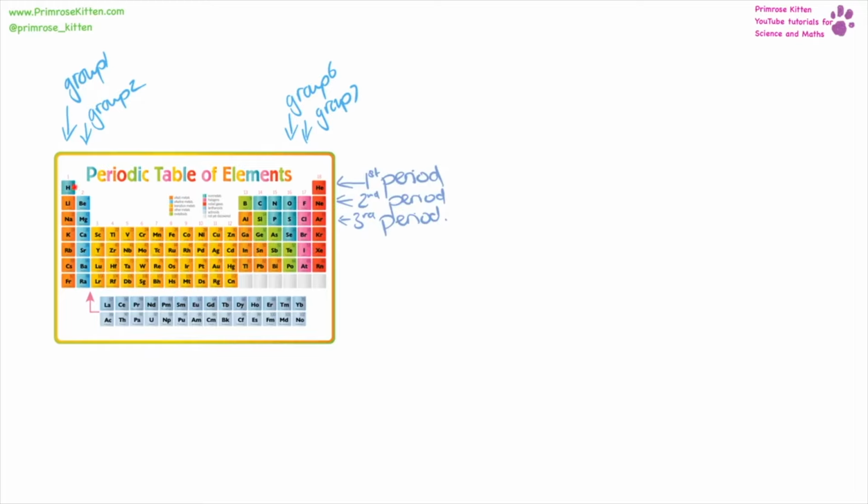Periods go across the periodic table. So here is our first period, the one that everyone always forgets because it's only got hydrogen and helium in. Here is our second period. Here is our third period. And the periods relate to the number of shells that things have. They also remind us how many electrons there are in each shell. So in the first period there are 2 elements, which means there are going to be 2 electrons in that shell. In the second period there are 1, 2, 3, 4, 5, 6, 7, 8 elements, which means there are going to be 8 electrons in that shell.